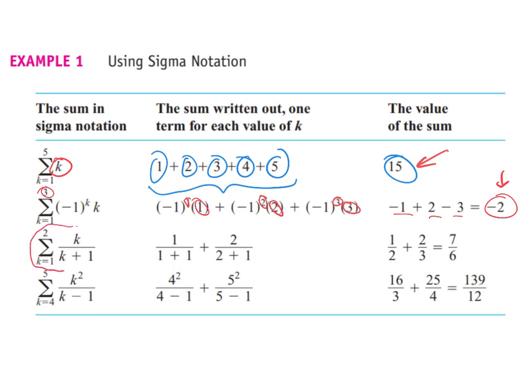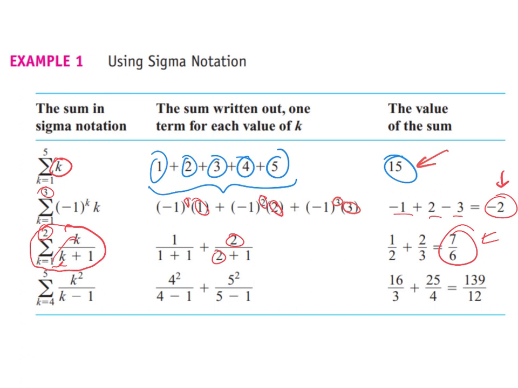This one right here, we're going to stick 1 in for both of the k's. That's 1 over 1 plus 1. And then we stop when we get to 2, so we do 2 over 2 plus 1, excuse me. And that works out to be 1/2 plus 2/3, which is 7/6. So the sum of that sigma notation is 7 over 6.